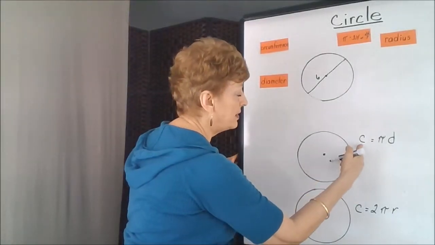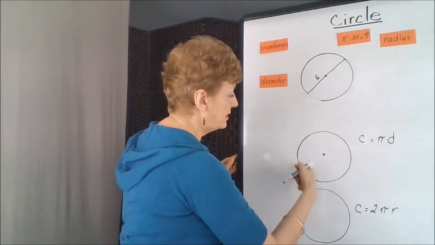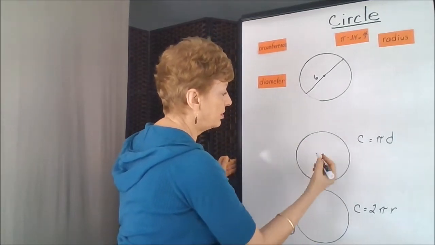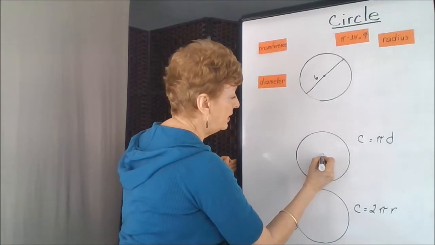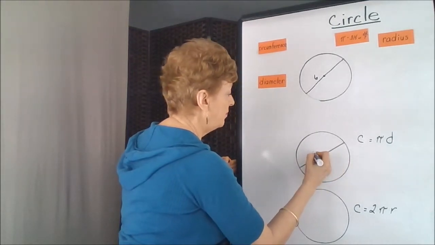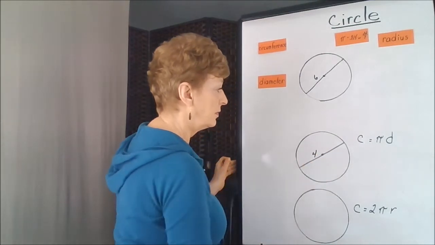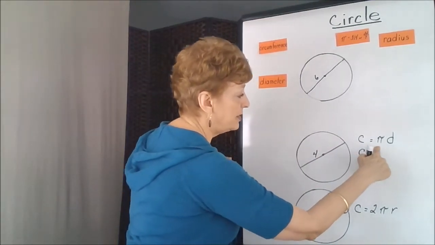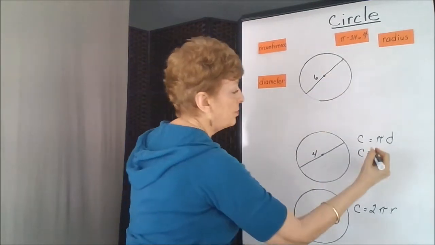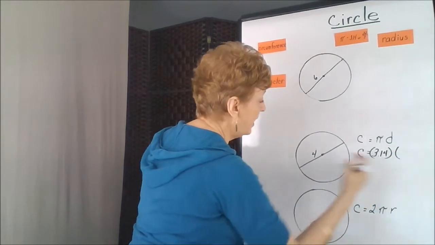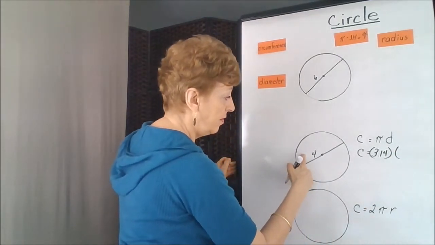Okay, let's talk about the circumference now. That's the measure of all the way around the edges of this circle. Let's say we've got a diameter here of 4. So the circumference is equal to, here's that pi again, 3.14 times the diameter, which is 4.